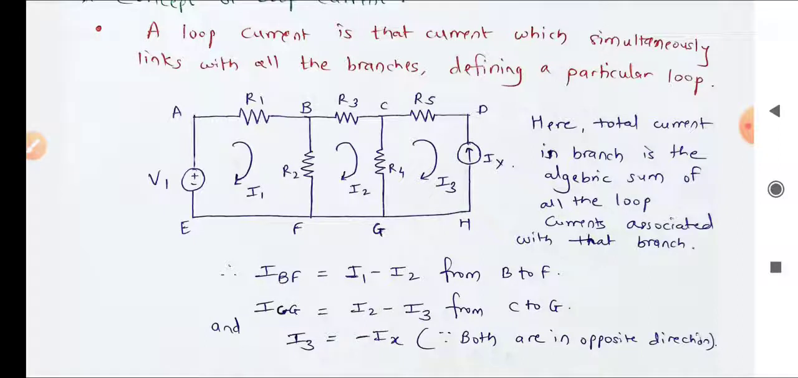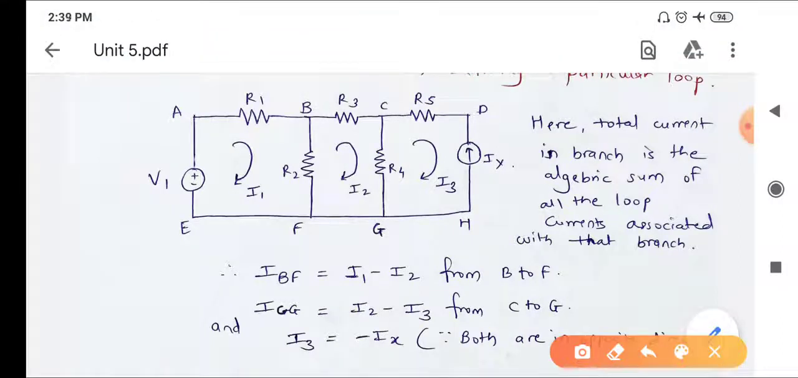So as 3 loops are present, 3 loop currents are also there in that network. Now for common branches, multiple loop currents are associated with them. See here in this network the common branches are B, F and C, G. For example, in branch BF, two currents are present, current I1 and I2. Likewise, for branch CG, two currents are present, I2 and I3.